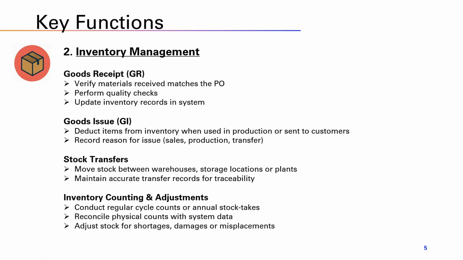The second key function we have in MM is the inventory management. This involves receiving goods and checking them against purchase orders, issuing stocks for production or sales, transferring stock between locations, and regularly counting and adjusting inventory. The goal here is accurate real-time visibility of stock levels across the business.